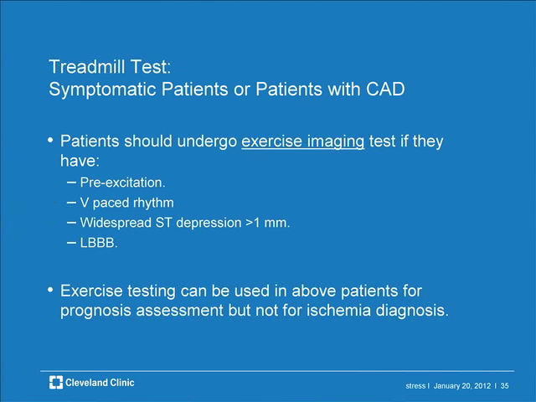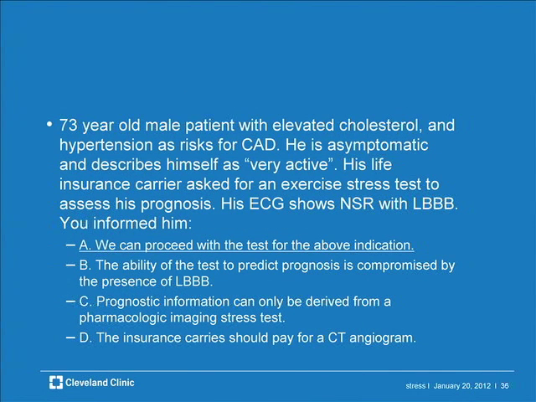Now, in these patients who have these problems, the stress test can still be used for prognosis, but not for ischemia. So the right answer for this is for prognosis, you can still put the patient on a treadmill and stress them. You're getting the prognostic part of the test. So just remember, what's the indication for the test? As I told you earlier, are you diagnosing CAD or are you checking for prognosis?